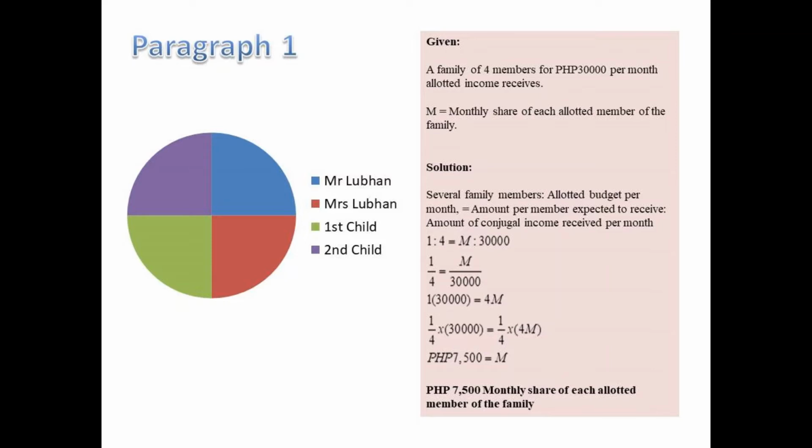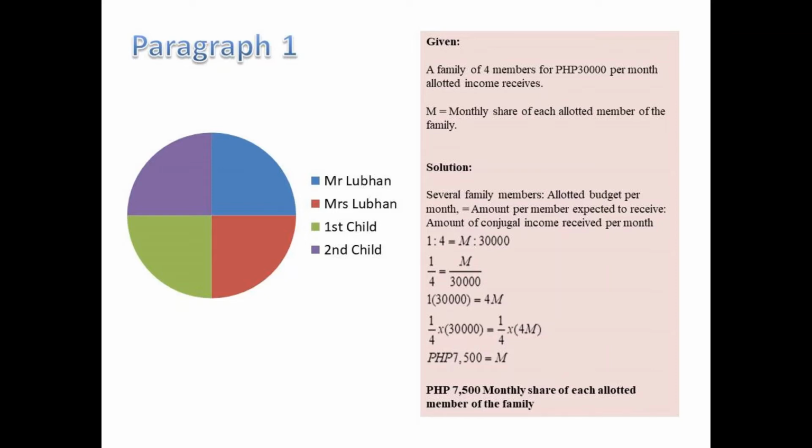Okay, so let's now relate the concept of ratio and proportion in the story. Given in the first paragraph, a family of 4 members receives a 30,000 pesos per month allotted income. M here represents the monthly share of each allotted member of the family. In the solution, the allotted budget per month for several family members is equal to the amount per member expected to receive over the amount of conjugal income received per month. So this can be interpreted in ratio and proportion form.